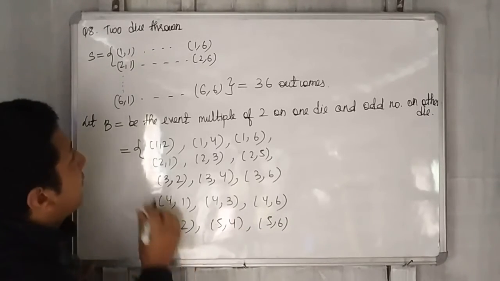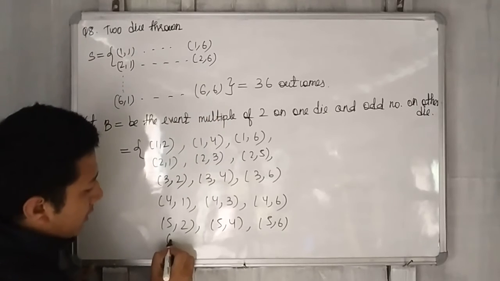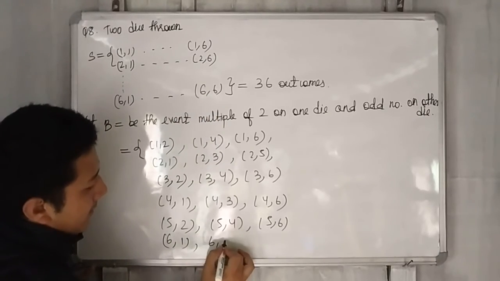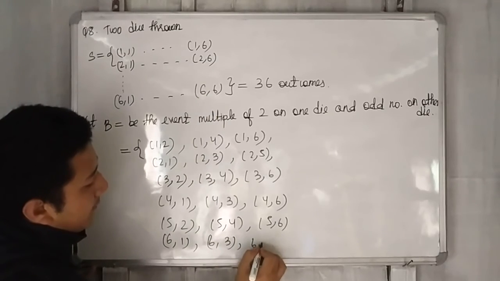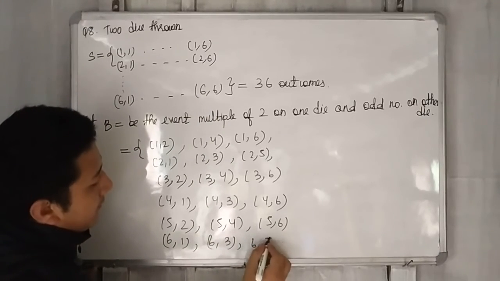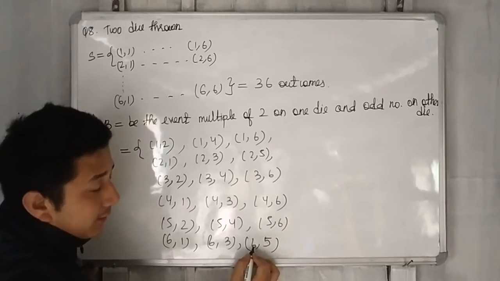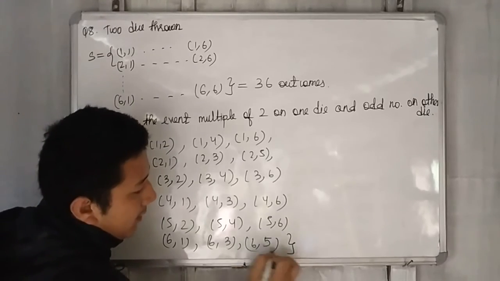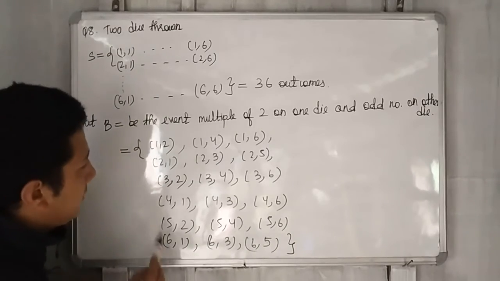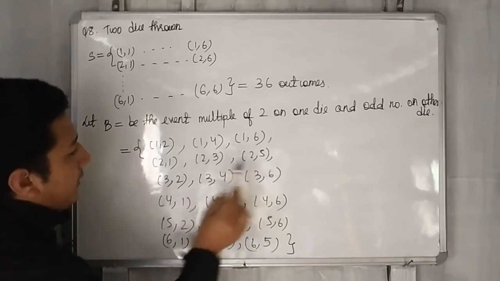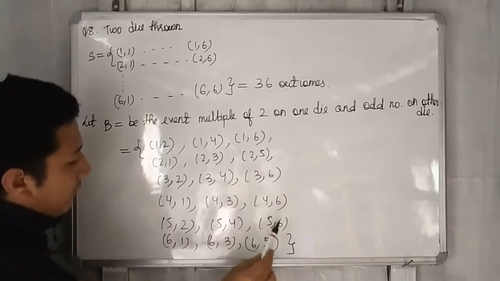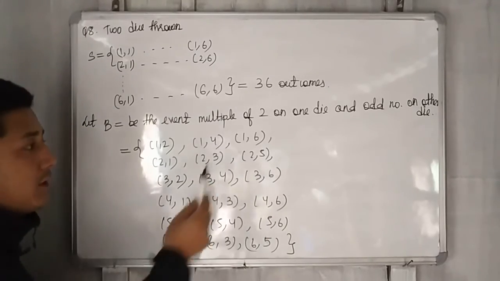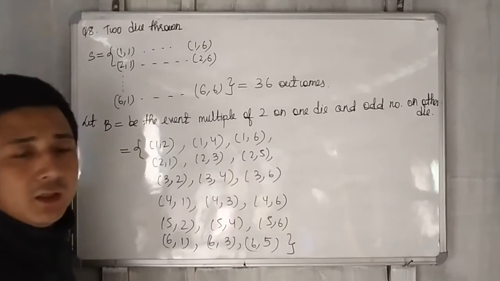And finally it will be from 6, isn't it? The 6th row. 6, 1. 6, 3. 6, 5. Okay? 6 is a multiple of 2, right? And 5 is an odd number. So total, if I count, how many chances? 1, 2, 3, 4, 5, 6, 7, 8, 9, 10, 11, 12, 13, 14, 15, 16, 17, 18 chances are there to get a number which is a multiple of 2 and odd in the other die.